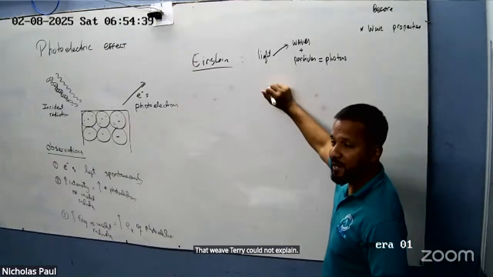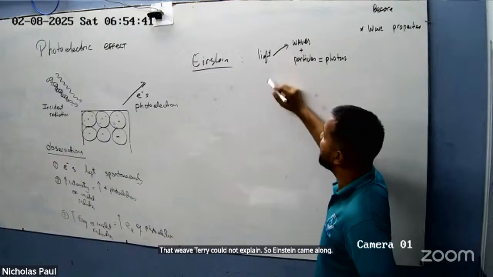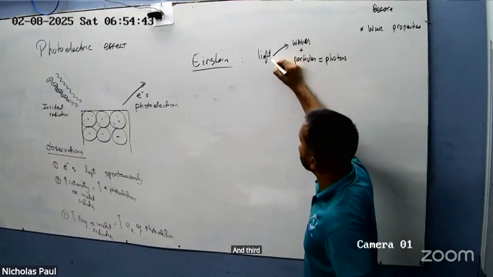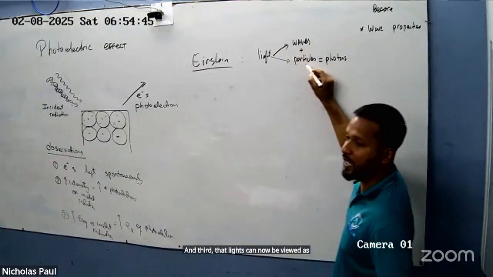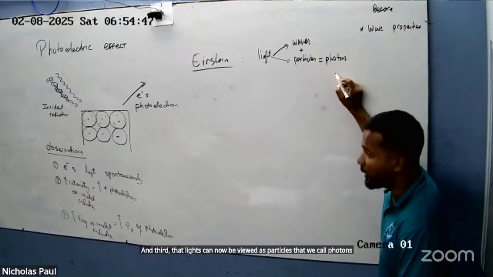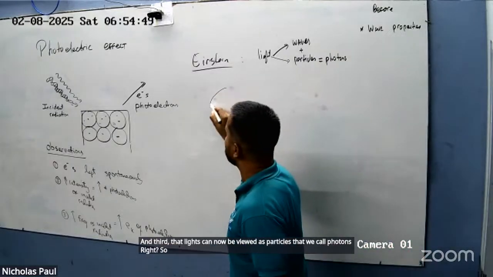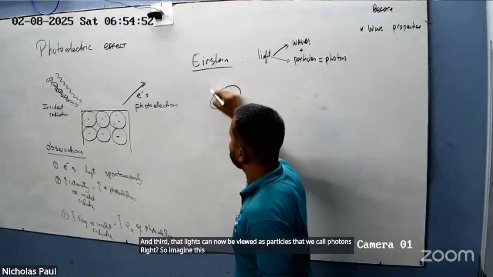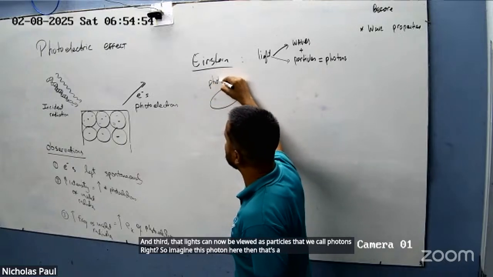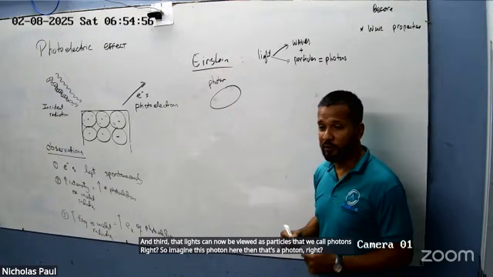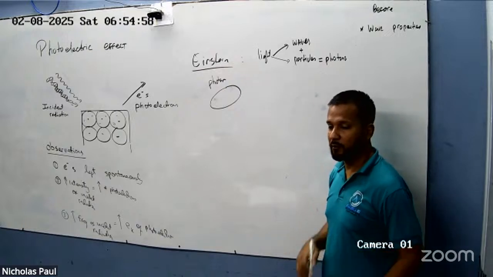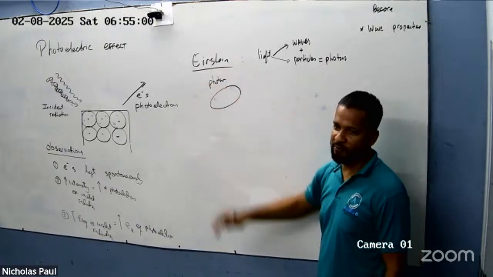So Einstein came along and said that light can now be viewed as particles that we call photons. Imagine this photon here, that's a photon. So what's the name of the topic? Photoelectric.